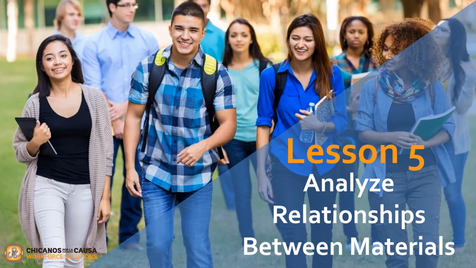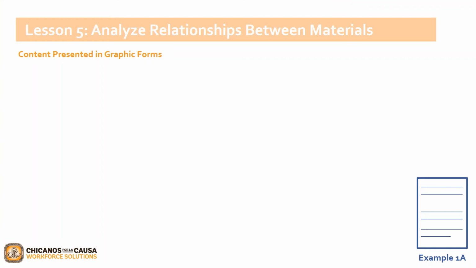Hi, welcome back to Lesson 5. Analyze relationships between materials. Many times in social studies, information is presented to the reader in graphic forms. What does that mean? It means that circle graphs or pie charts, line graphs, bar graphs, and maps are used to connect or build a relationship between topics.